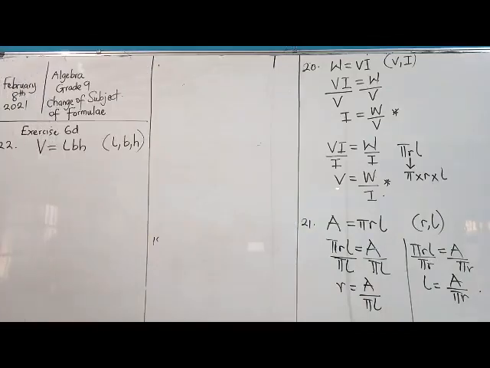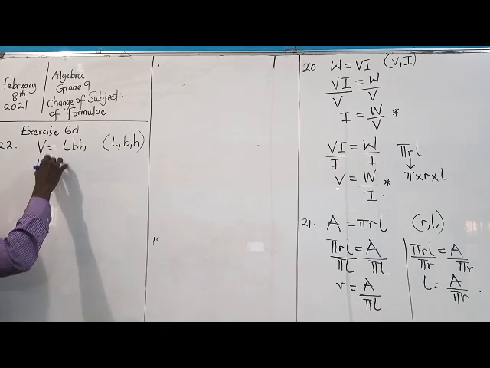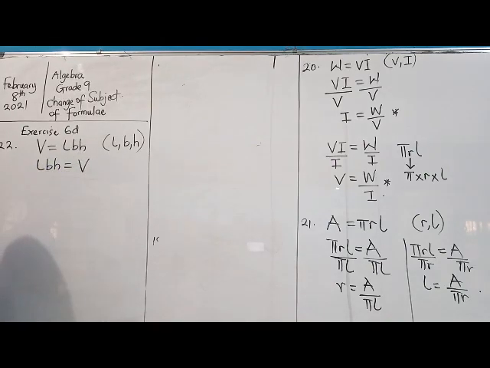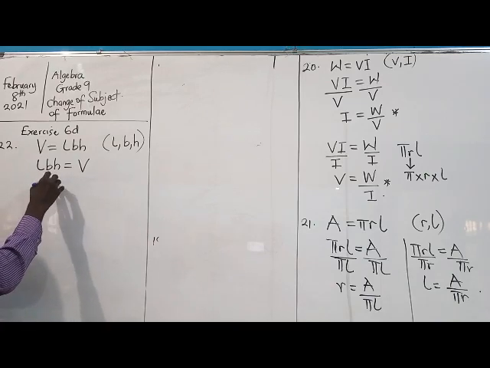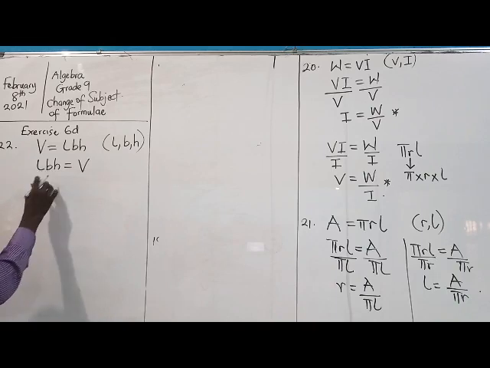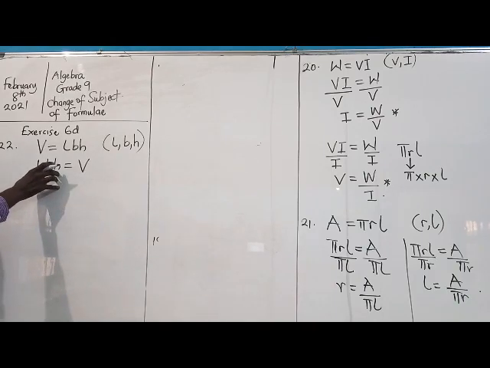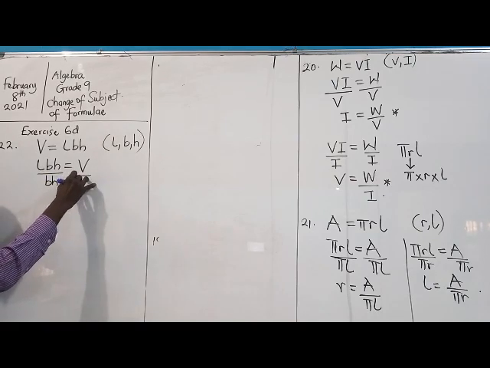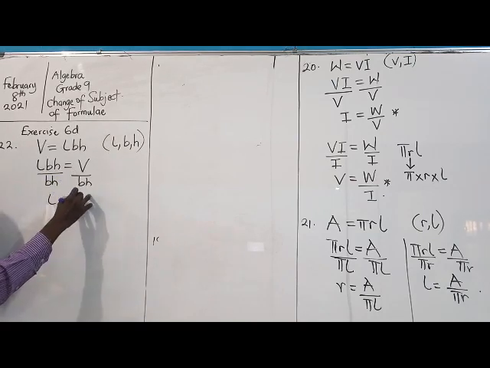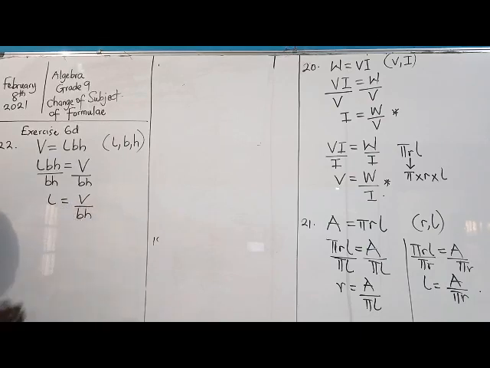Now in question 22, we are told to make L, B, and H the subject of the formula. So let's look at that. The first thing we need to do is to rewrite. That will be LBH equal to V. We will then divide both sides by, where do we want the emphasis to be? If we are looking for L, we'll divide both sides by BH. L becomes what? V over BH.